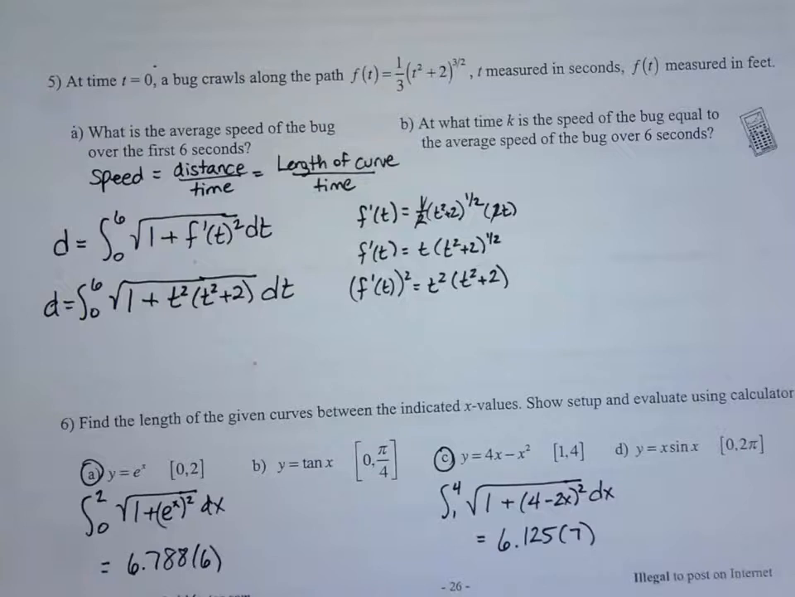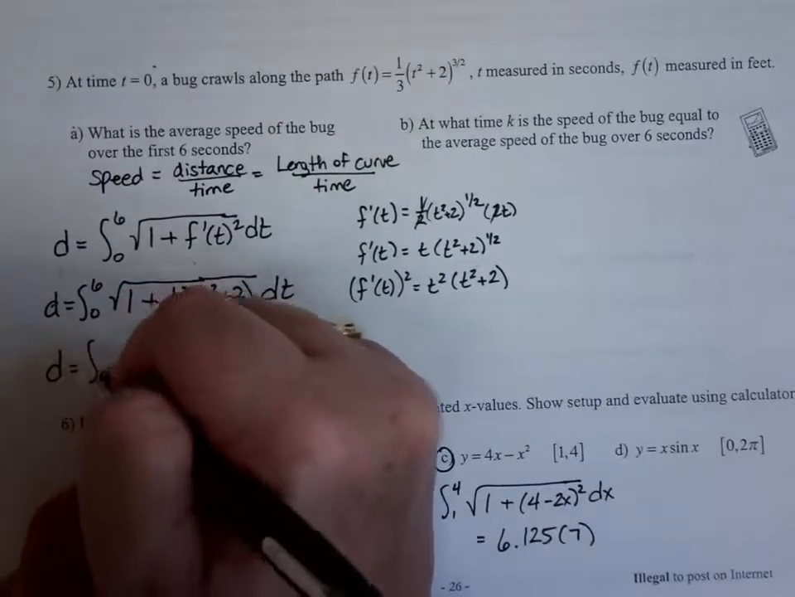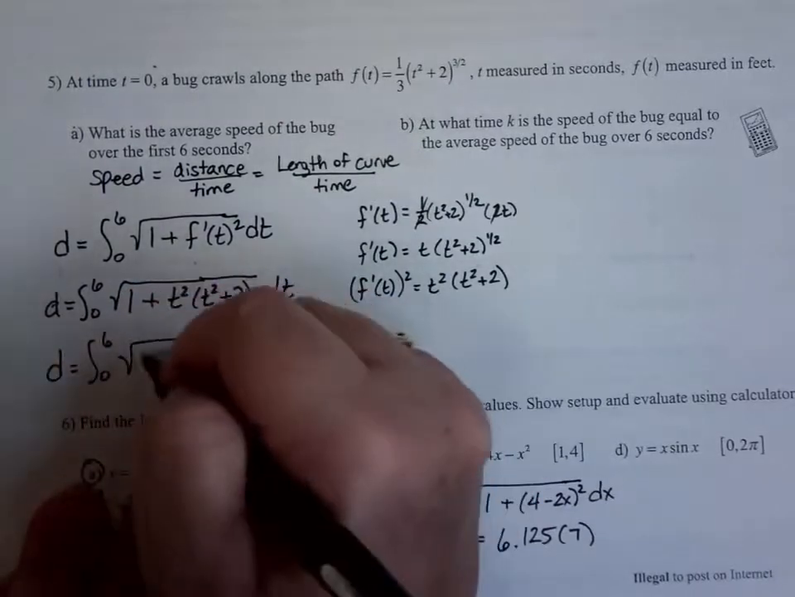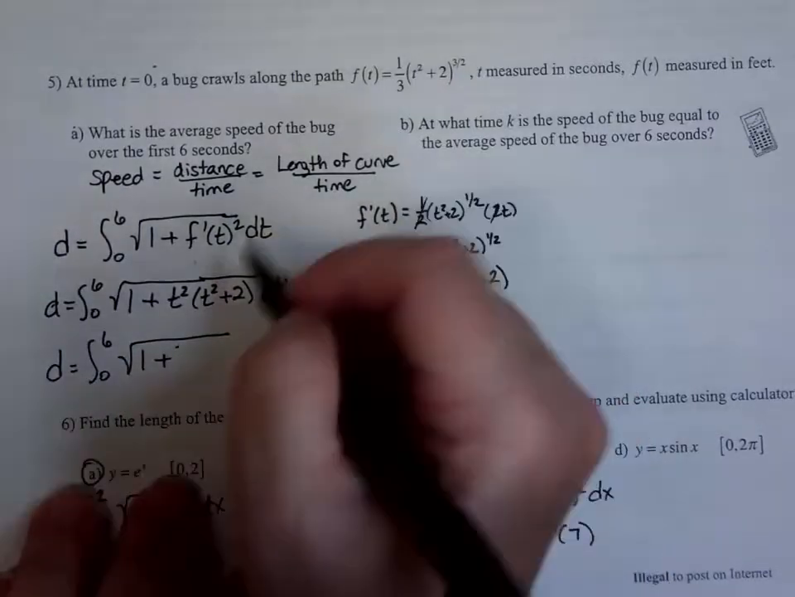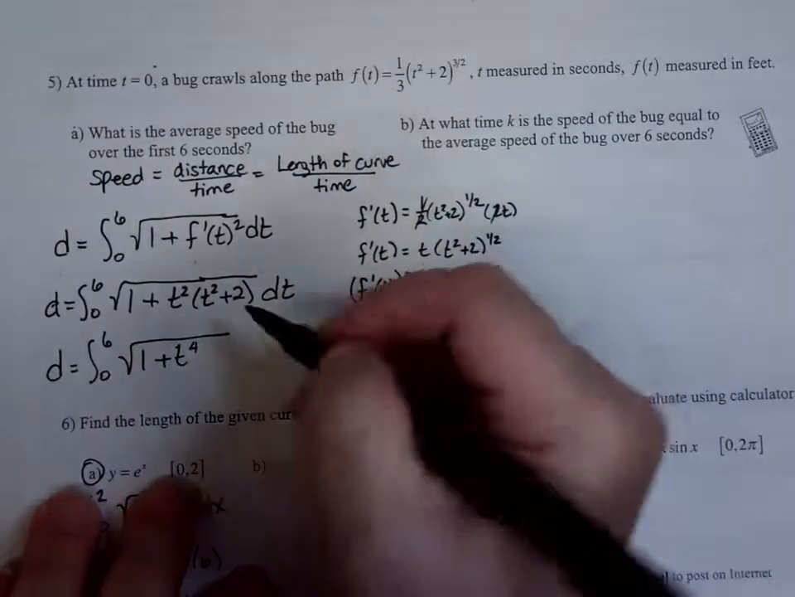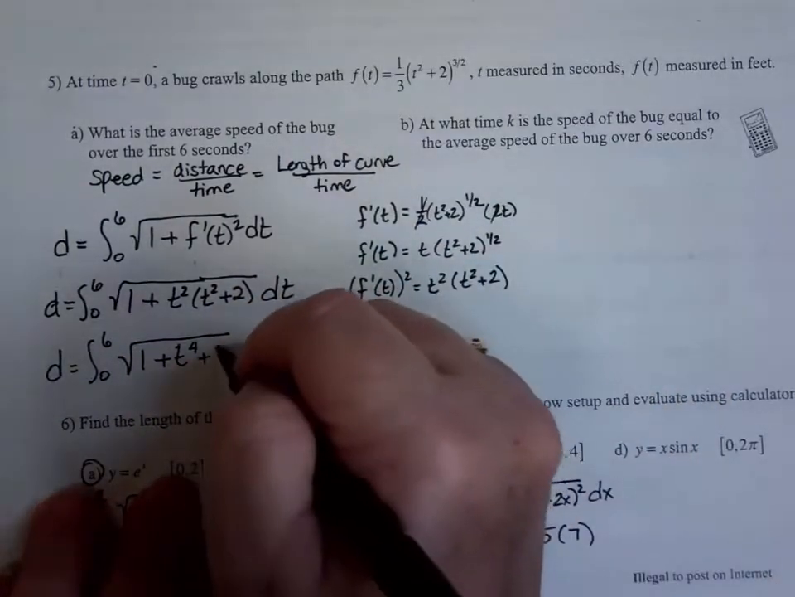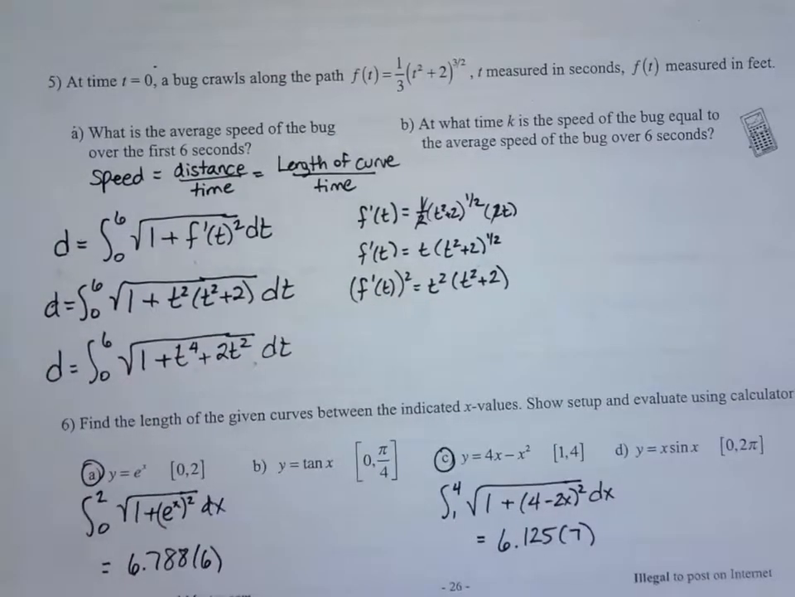Now, can you distribute that? D equals the integral from 0 to 6, square root of 1 plus, what's t squared times t squared? T to the 4th, remember, you add the exponents, plus 2t squared dt. Now, it's ready to go in the calculator.